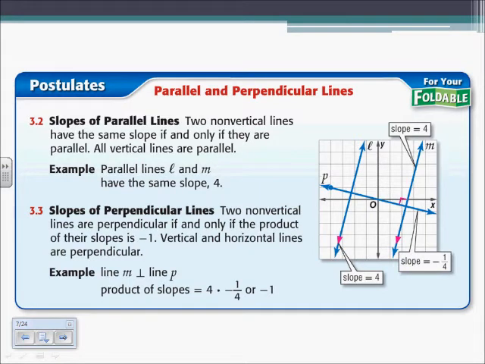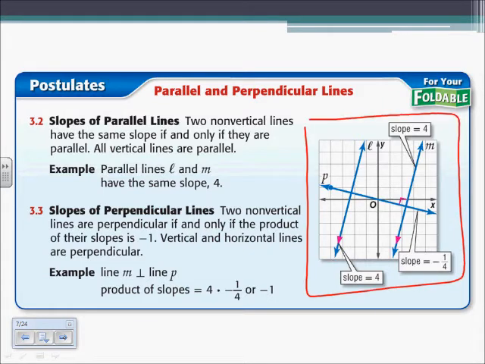Okay, and another definition here, just stating parallel and perpendicular. We can kind of look at the figure here on the right. When we're talking about slopes, parallel and perpendicular, these two lines are parallel here. They have slopes of 4.